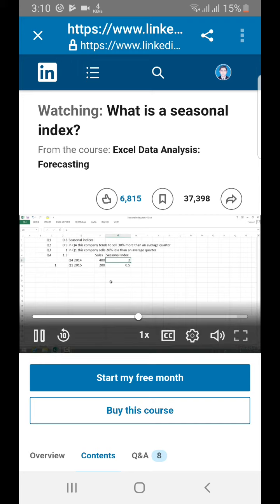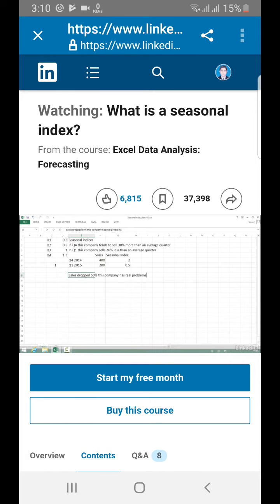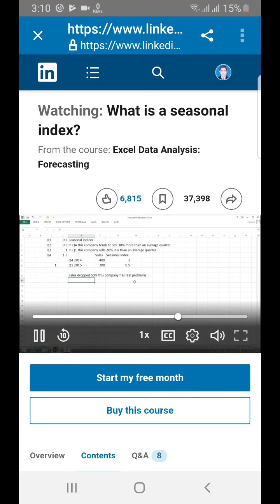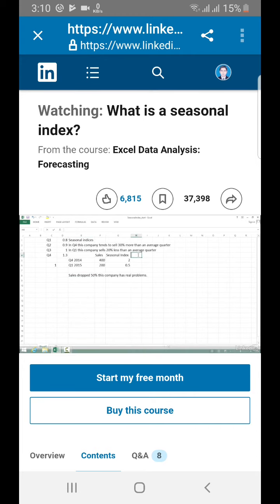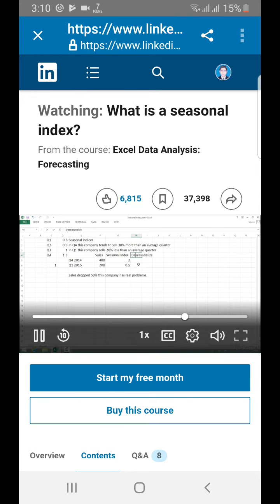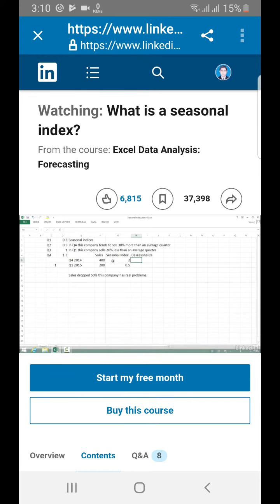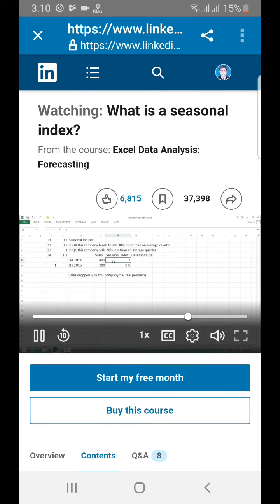So what does that mean? Sales tend to be half of it, 15. They solve real problems. Well, you're not a very good consultant if you think that, because you're neglecting seasonality. What you have to do is really deseasonalize the sales. I often say desalinization, but deseasonalize. So what you want to do is say, hey, what really happened in each quarter in terms of an average quarter?